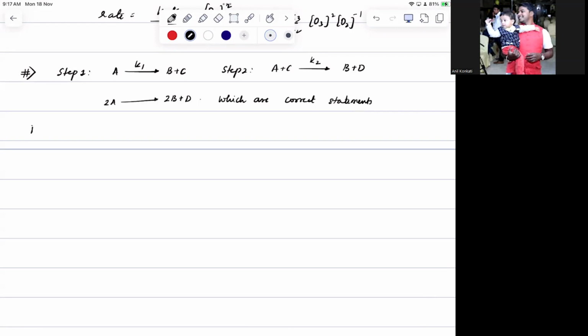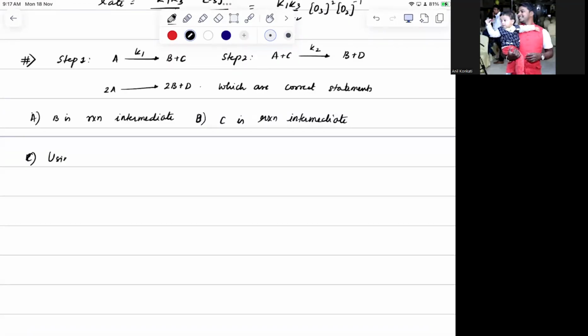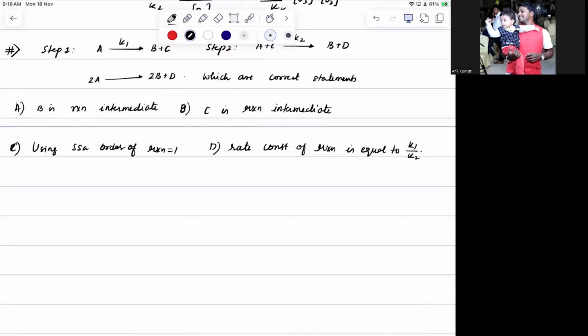The first statement, option A, was given as B is reaction intermediate. Option B: C is reaction intermediate. Option C was given as, using SSA, order of reaction is 1. Option D is given, rate constant of reaction is equal to K1 by K2. Now check these four options. Which one seems more appropriate here, everybody?